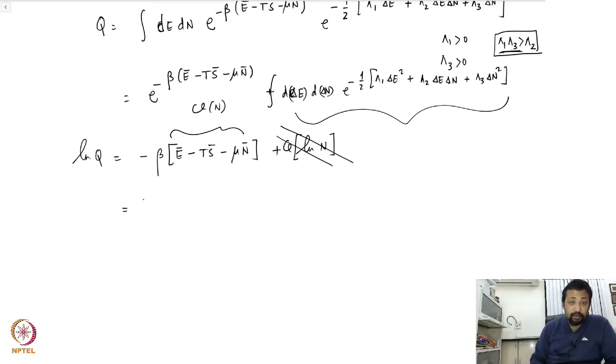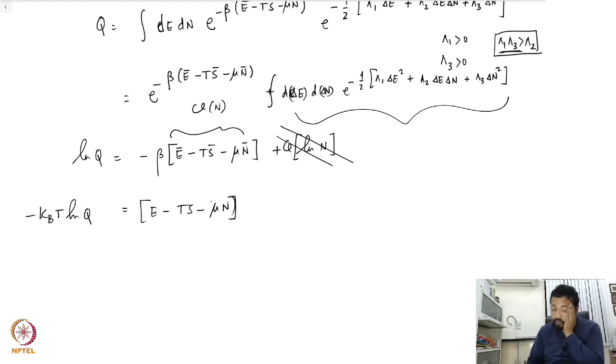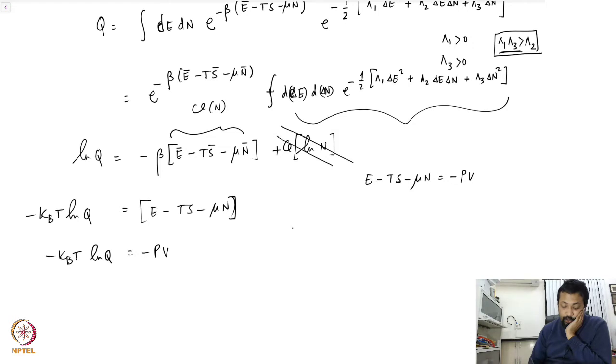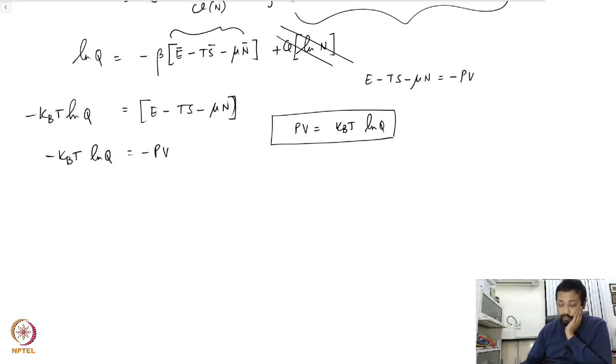So I will remove the bar and I will write that minus kBT ln q is E minus TS minus mu N, where all these quantities refer to your averages, and therefore you see that E minus TS minus mu N is going to be minus P V. So this becomes minus PV is minus kBT ln q, so that pressure times volume is kBT ln q. And this is the connection with thermodynamics.